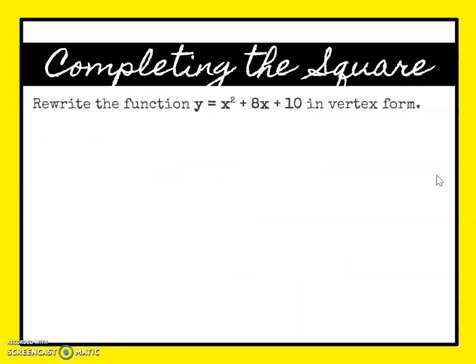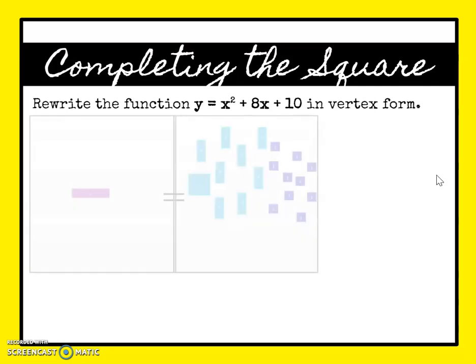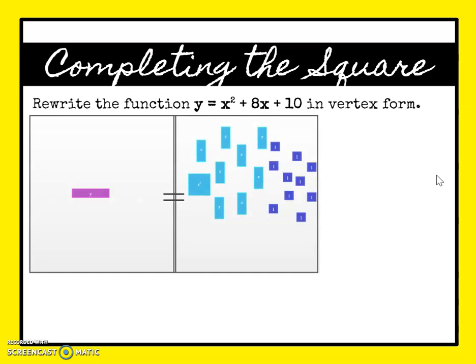So we're going to look at one of these, and we're going to rewrite the function y equals x squared plus 8x plus 10 into vertex form. And I'm going to utilize algebra tiles to help me do this and visualize. So I have this equation, y equals x squared plus 8x plus 10. And the process is called complete the square because we're going to do just that. We're going to make a square.